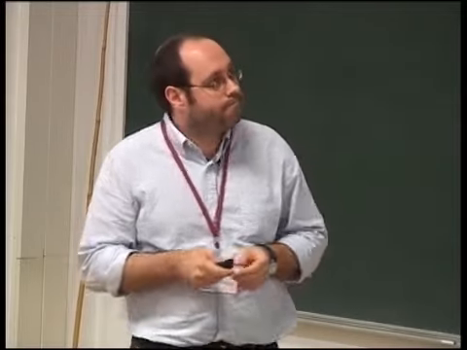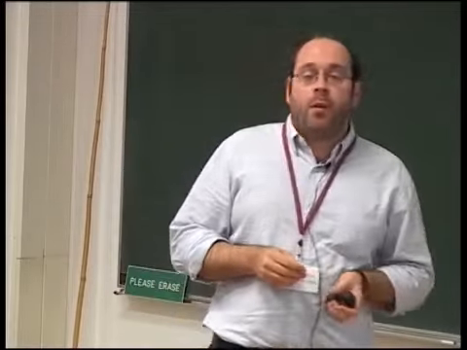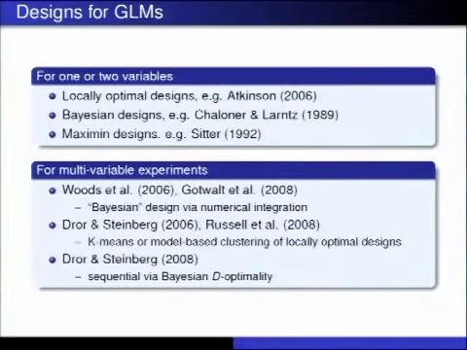Now, there's been quite a lot of interest in designs for GLMs, originally focusing on just 1 or 2 variables, but more recently there's been quite a lot of work on designs for experiments with more variables, either looking at a weighted average of criteria, clustering the design points of designs that are optimal for particular parameter values, or doing some kind of sequential design. So if we didn't have this correlation structure, we could use the GLM models, and we can use some of these ideas for designing the experiment.